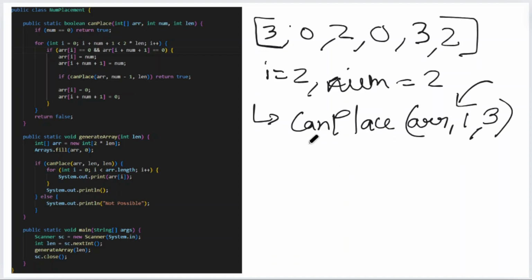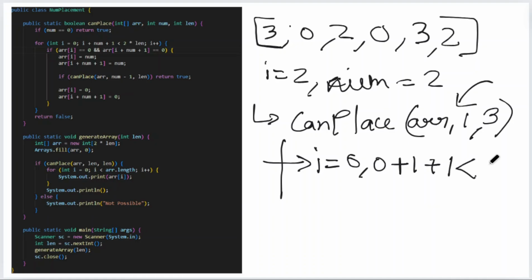correct position. In this recursive call, again the loop will start from I equal to 0, and we can see 0 plus the num is 1, and there should be a difference of 1 element between the two instances of 1. It should be less than the length. It is passing the condition, so we can enter the for loop. Now we need to check whether we'll be able to enter the if condition of the can place function here.